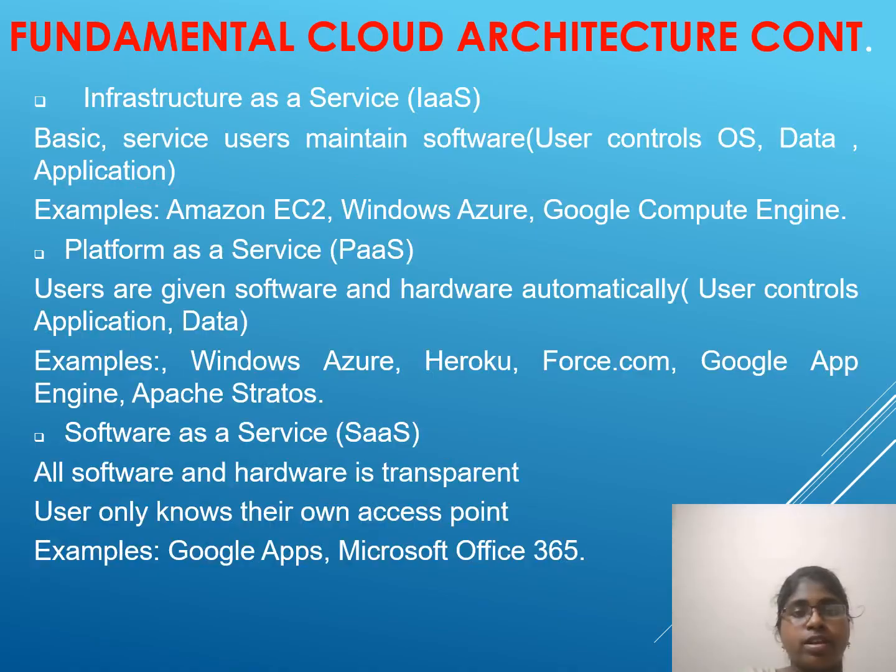Next, infrastructure as a service. What is infrastructure as a service? Basics: server, storage, user-maintained software, user control, OS, data, application. You rent the infrastructure instead of buying it. Examples: Amazon EC2, Windows Azure, Google Compute Engine. These are infrastructure as a service.